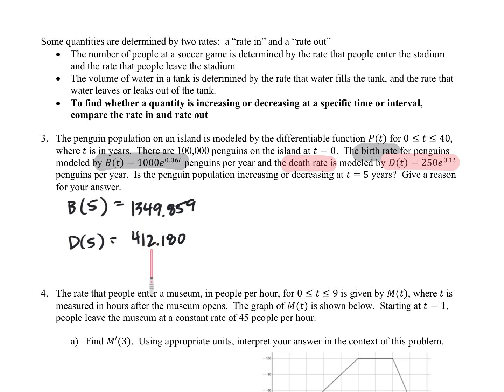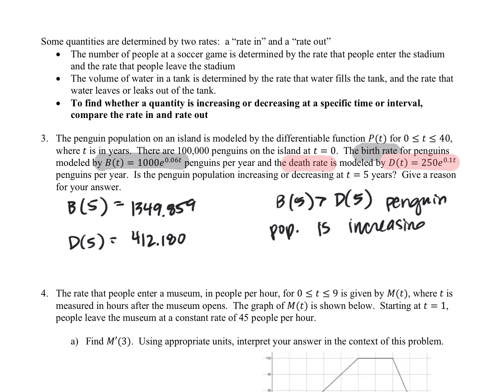So we could do it one of two ways. You could totally write it that way, or you could just say if the birth rate at 5 was bigger than the death rate at 5. So we could even just say since B of 5 was bigger than D of 5, we're going to say the penguin population is increasing at T is 5.